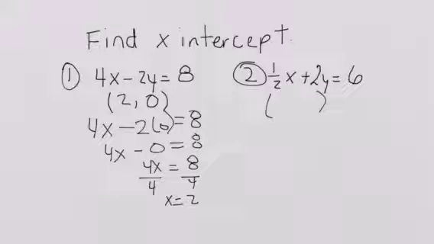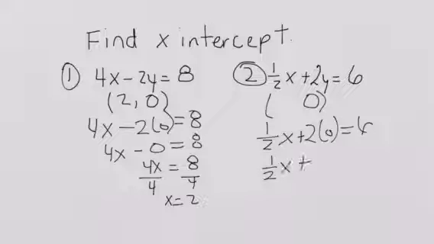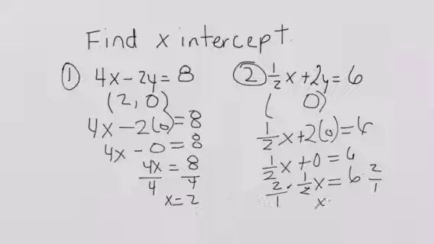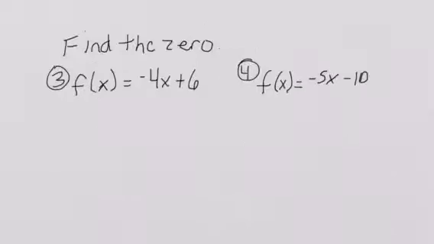Again, for x-intercepts, y is always 0. So we're going to substitute in 0 for y. 1/2 x plus 2 times 0 is equal to 6. 1/2 x plus 0 is equal to 6. 1/2 x is equal to 6. To make that fraction go bye-bye, flip the fraction and multiply. So it's going to be 2 over 1, 2 over 1. So x is 12. So our x-intercept is 12, 0.